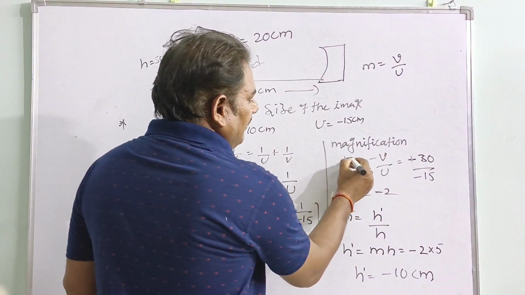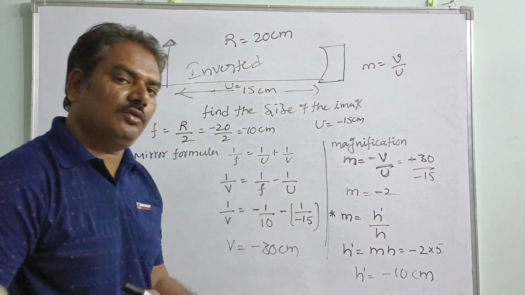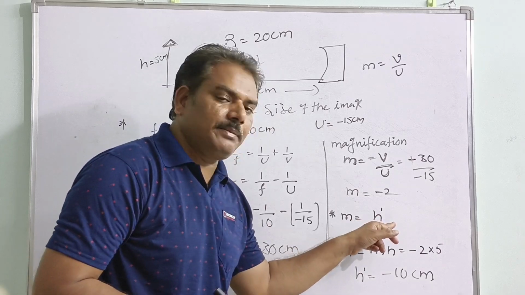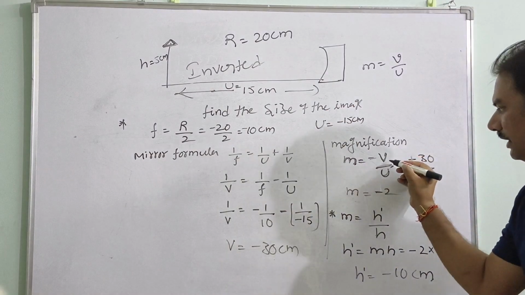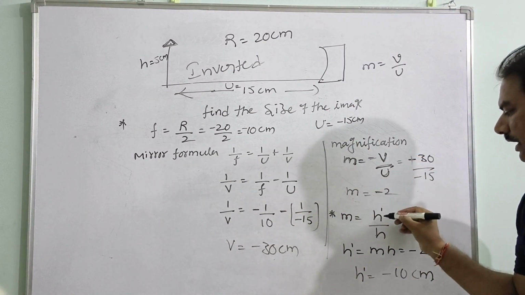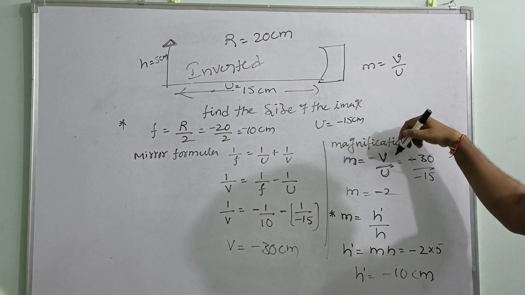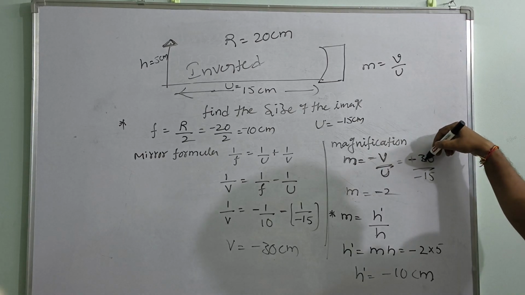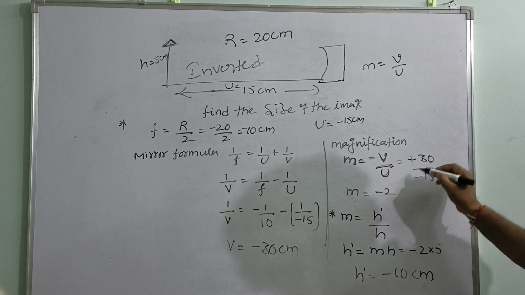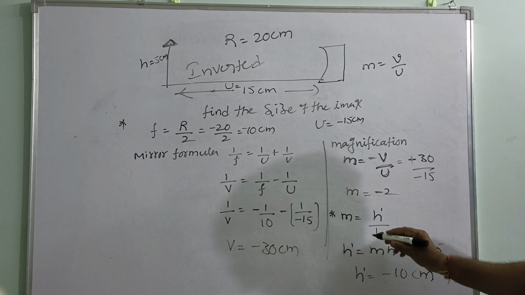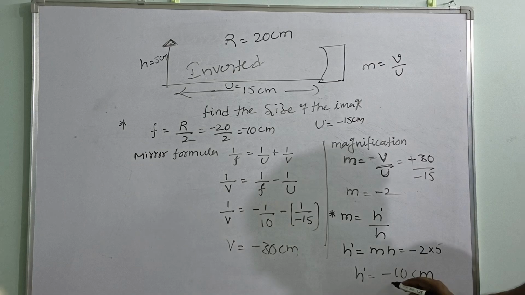The two formulas are most important. One is magnification with respect to distances, and magnification with respect to heights. So magnification m is equal to the distance of the image by distance of the object, height of the image by height of the object. So magnification m is equal to minus v by u, plus 30 by 50. Then we get -2. So -2 value substituted here, h value substituted here, then we get height of the image, that is minus 10.